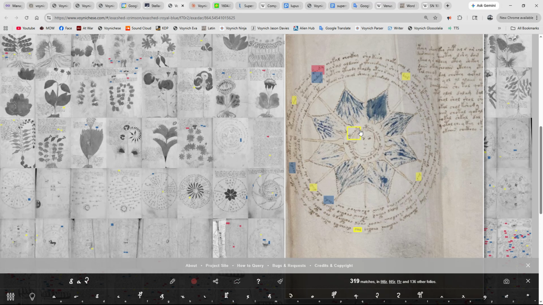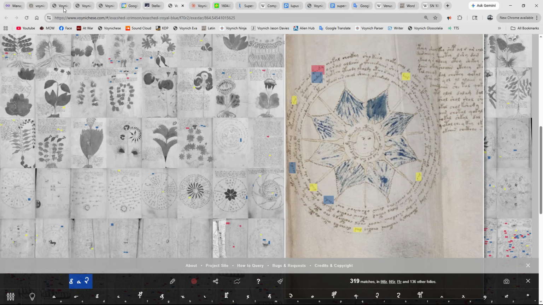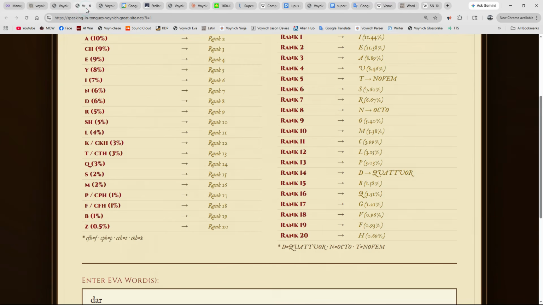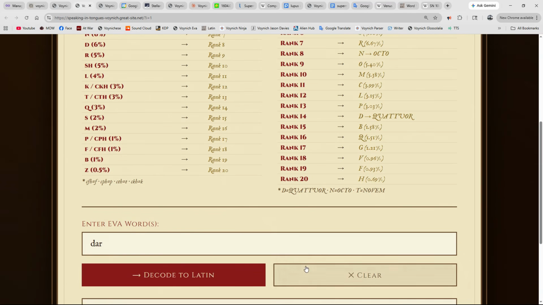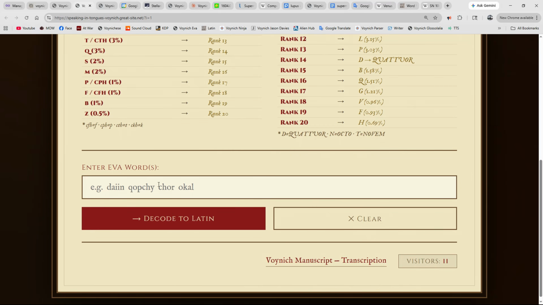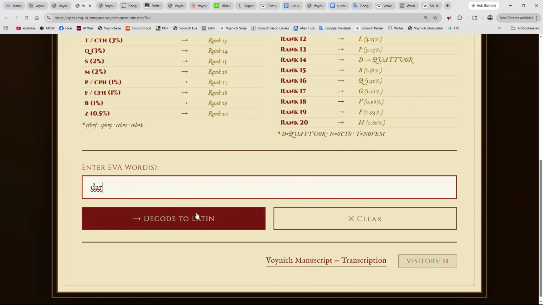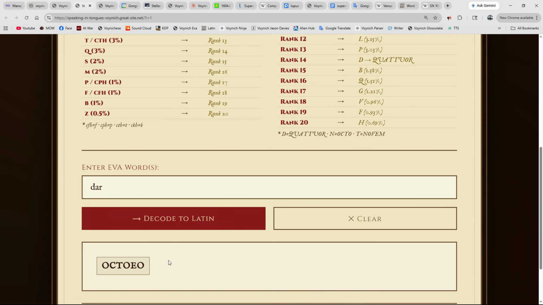To me, this looked like it was deliberate. And I was wondering, if this is deliberate, what does this word mean with my cipher? So you can right-click copy, and if you've been following along, we go into my cipher, clear this out, and you can go to my cipher, Speaking in Tongues, voynichgreatsite.net. You click on it, decode to Latin, and that's octio.